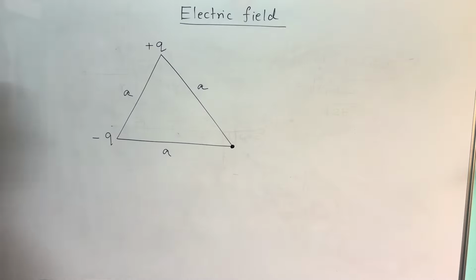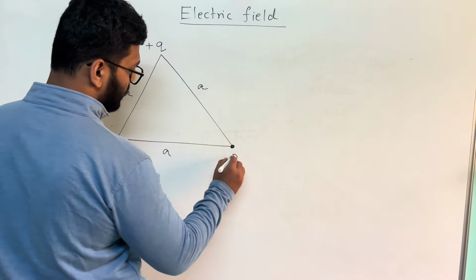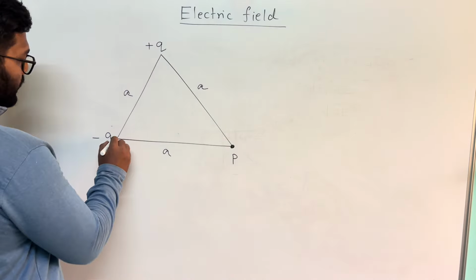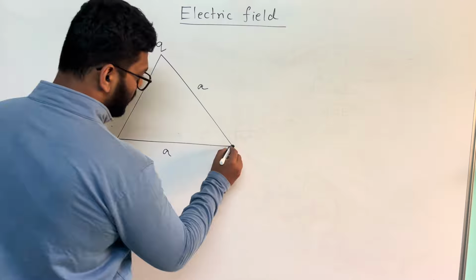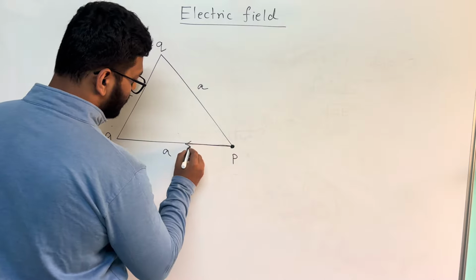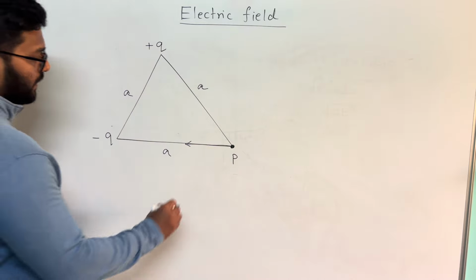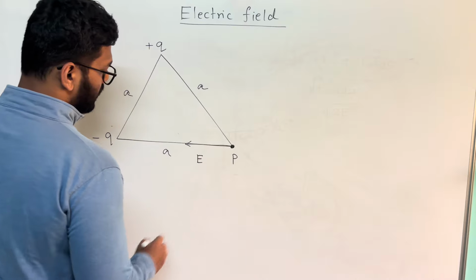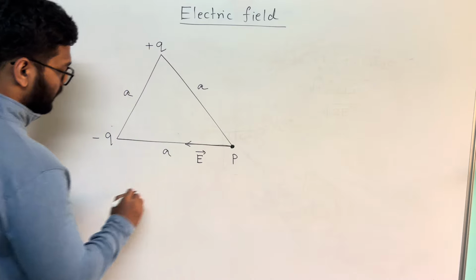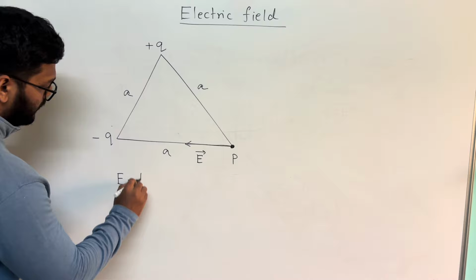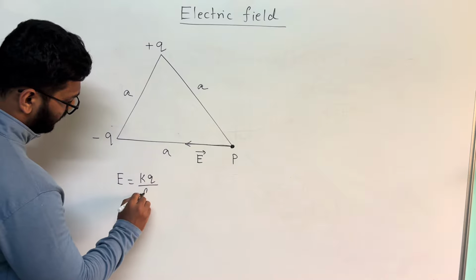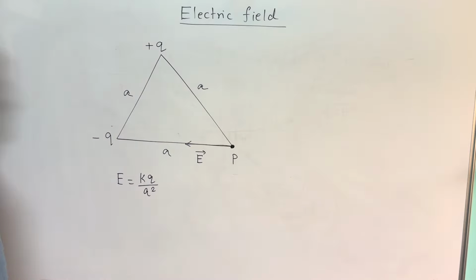Okay, let's look at that. Let's call this point P. Now again, the electric field due to this minus q charge will be towards itself, right? So this will be one electric field. Let's call it E. So the magnitude of this E vector is kq by a square, right? The magnitude is kq by a square.